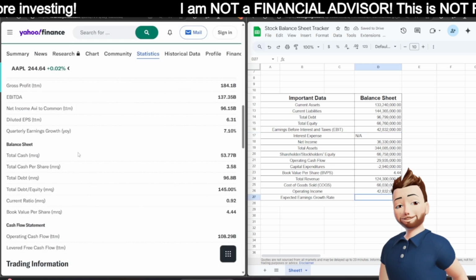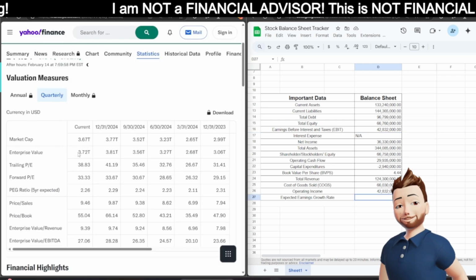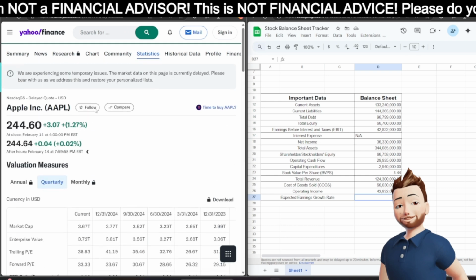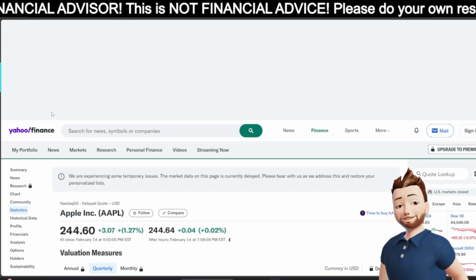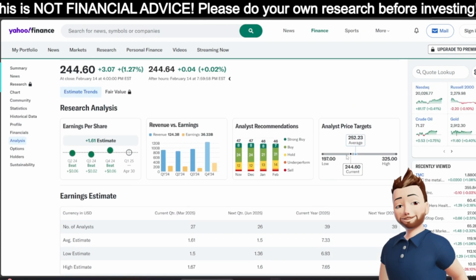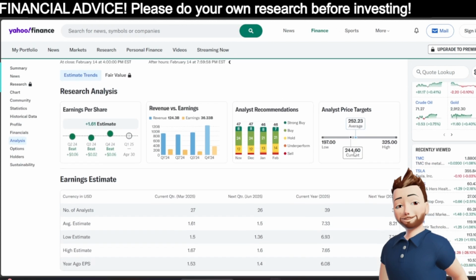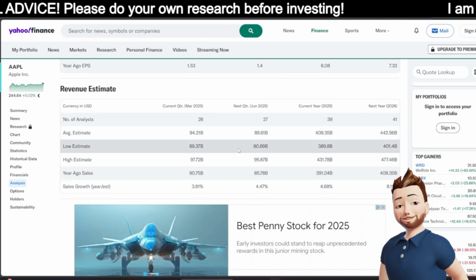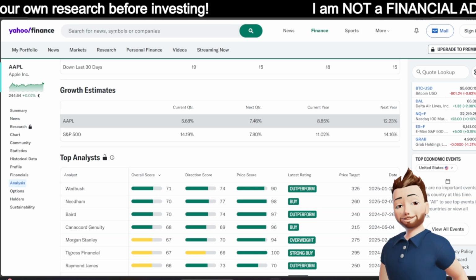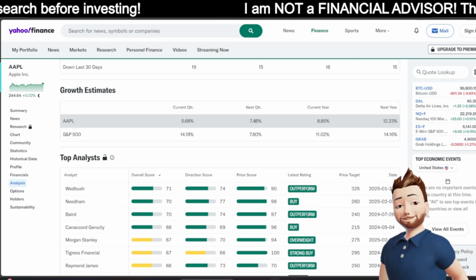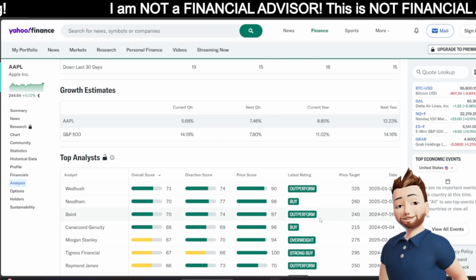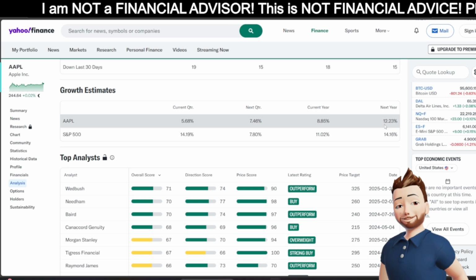And then the expected growth rate. Now, again, depending on how you want to look at this, you can look at it from a yearly approach, or from a monthly approach potentially. I like to go to the analysis section here and look at the expected. Here's the research. It gives you the average price target, 252, which is not much upside already. But I like to look and see the growth estimates. So next quarter, 7.46%. Next year, 12.23%. So I guess we could use the next year, 12.23%.